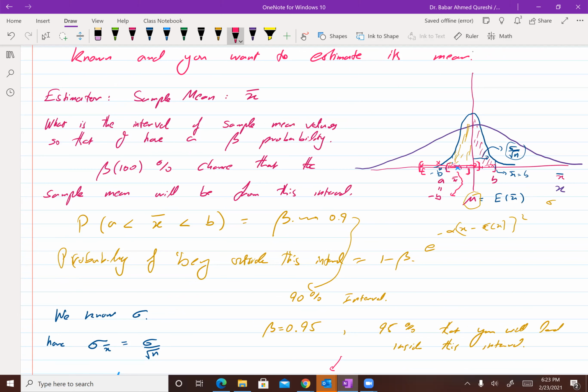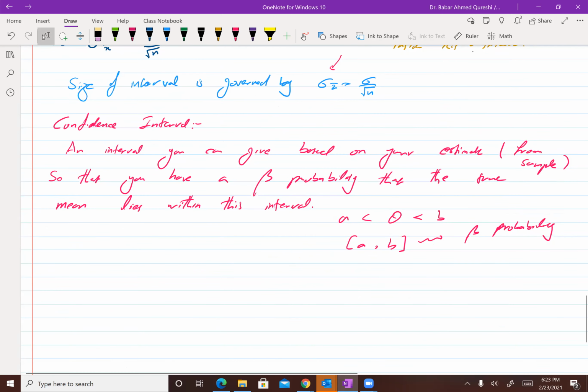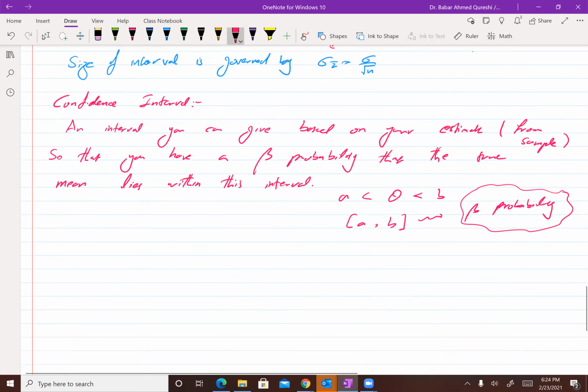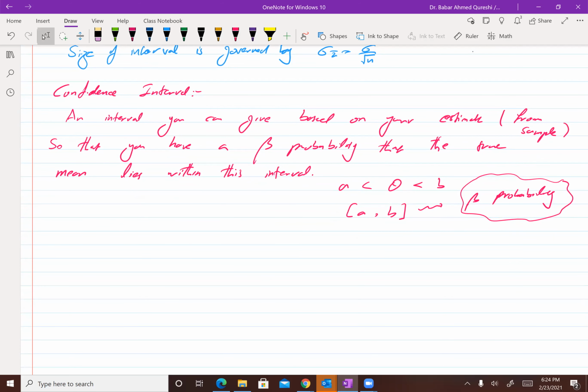And if you want to locate it with more sharpness, make the size of this interval small, you will have less probability to land in there. So you will be less sure that the value of the true mean is within that interval. So the size of the interval will be controlled by how much probability, with what confidence you want to say that the mean is within this interval. So that's the main idea of what a confidence interval is.